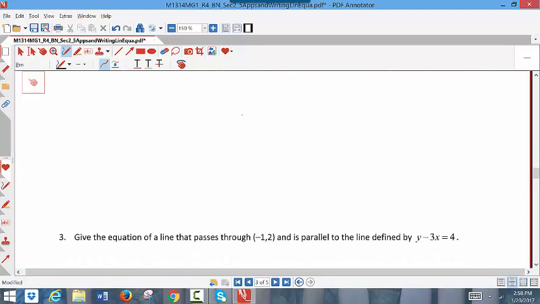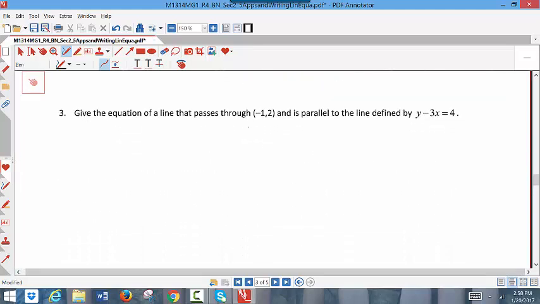Alright, that's what it means. Give the equation of a line that passes through this point and is parallel to this line on the end. Remember, I have to have a point and a slope. Here's the point. I don't have the slope. I've got to pull my slope from this other equation because I'm parallel to this other line.